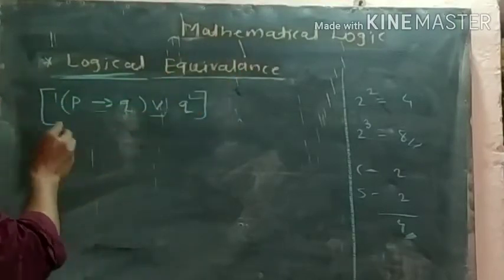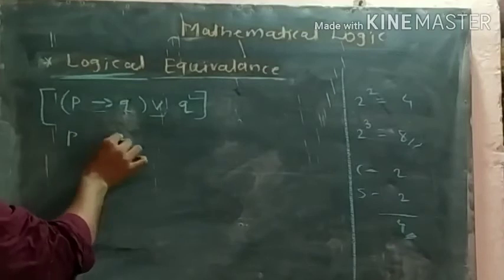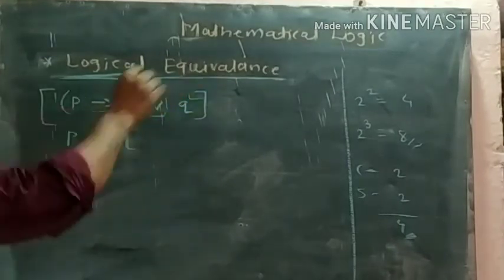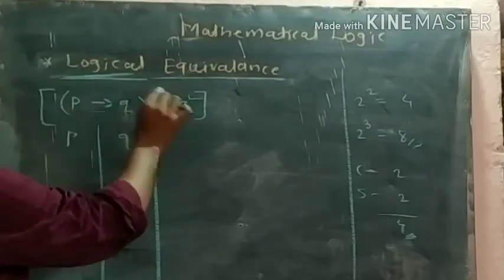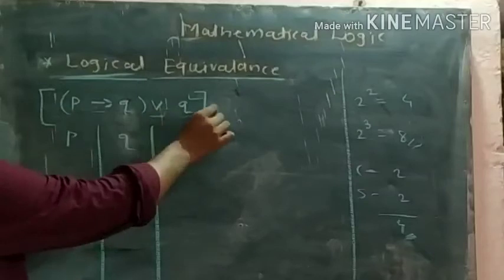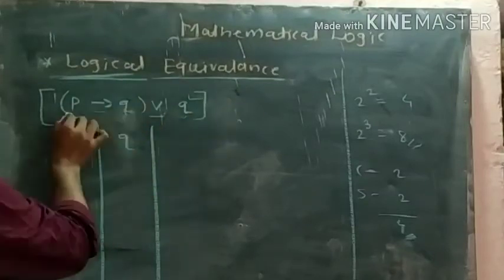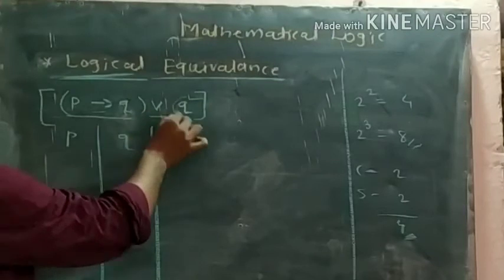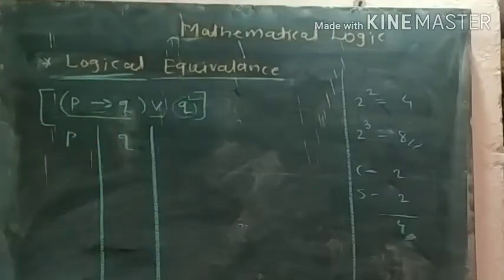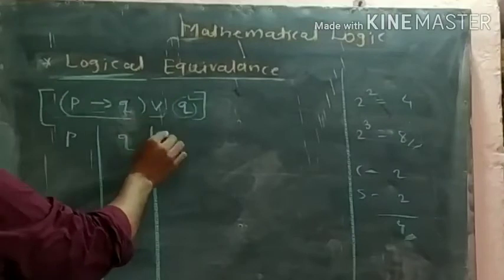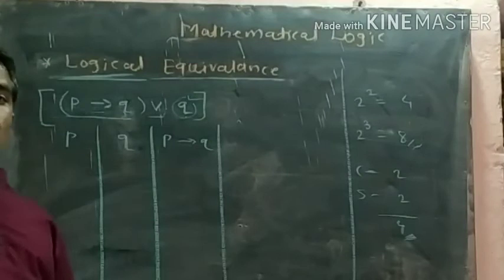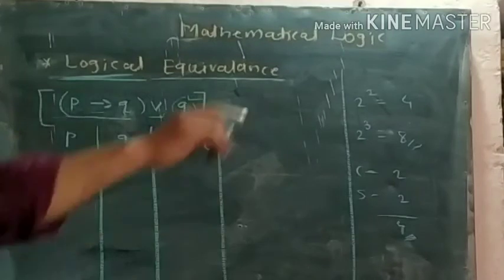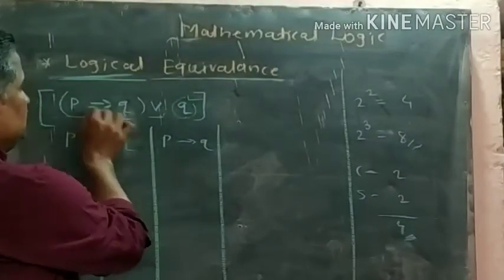So we construct the truth table as follows. Consider p, q. Again p implies q. We want to construct a truth table of this logical statement. First of all, consider p implies q. P implies q is a standard table, and it contains only one F, if the first statement has value T and the second statement has value F. So it is p implies q.